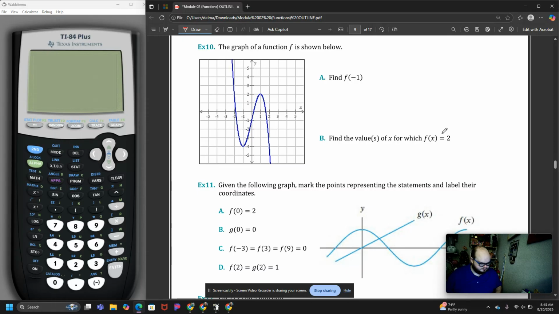Example 10. The graph of a function f is shown. Find f of negative 1. So I'm finding negative 1 on the x, and that is negative 4. Find the values of x for which f of x is 2. Remember, this is the y, so I'm going to find 2 on the y. That's going to go to 2 places, 1 and negative 2. So x is going to equal negative 2 or 1.